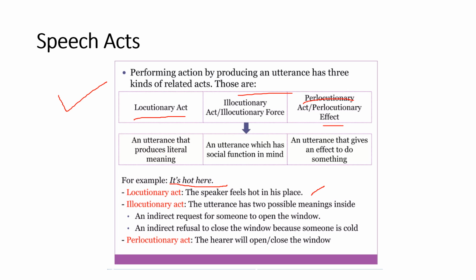So, yung illocutionary act nun, it can be two possible meanings: an indirect request for someone to open the window or an indirect refusal to close the window because someone is cold. Ano yung perlocution? Ano yung magiging epekto dun sa nakakarinig? The hearer will open or close the window. So, yun yung pag sinabing perlocution, yung effect ng sinabi ng isang tao.